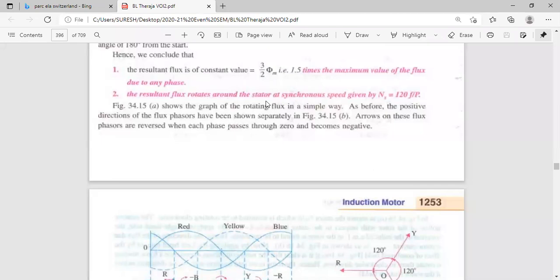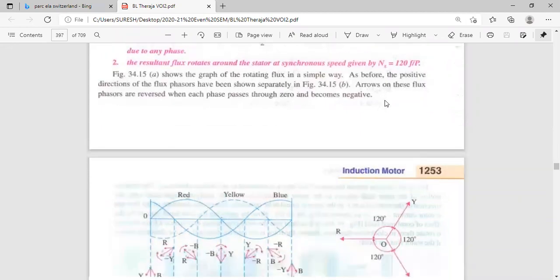The resultant flux rotates around the stator at synchronous speed; these 2 points are important. How will the resultant flux rotate? Phi r will rotate with the speed Ns equal to 120 f by p. Write down this formula: Ns is equal to 120 f by p. Ns is called the synchronous speed. Remember this value, phi r is equal to 3 by 2 phi m. For 2 marks they will ask in exam. So this is about the stator part. In stator, this is the speed.